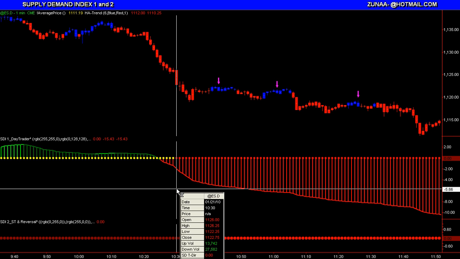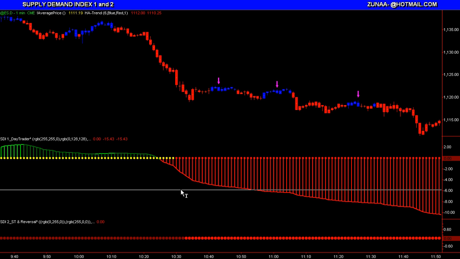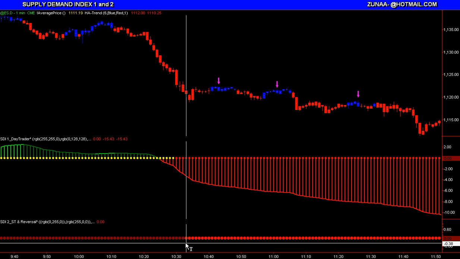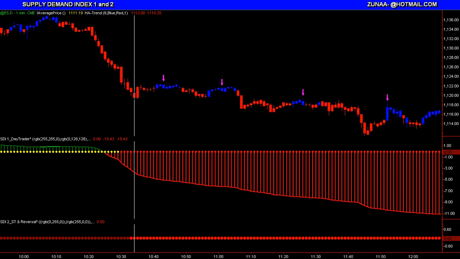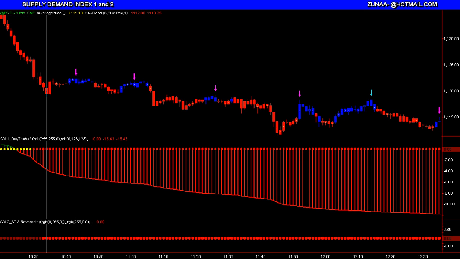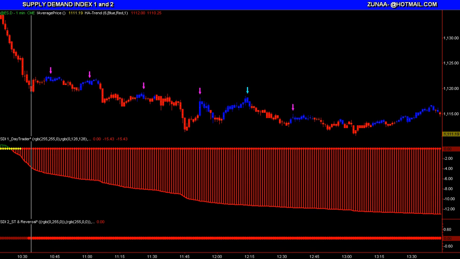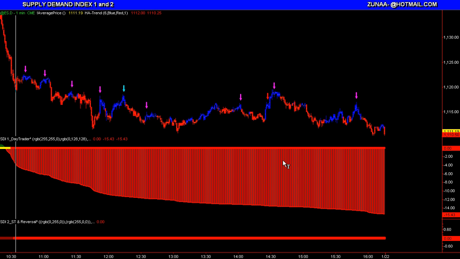And trend at this point, SD1 confirms the trend, SD2 gets strong as well. This is the ultimate signal when you get both of them showing strong trend. That's when day traders are participating, swing traders are participating, everyone's participating. Okay, and this is the way the day ended.